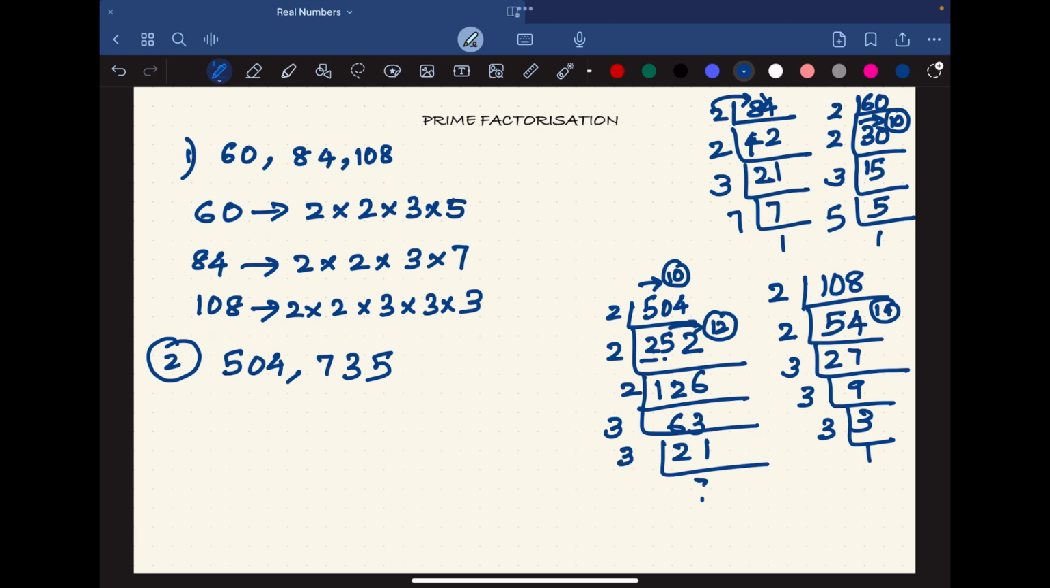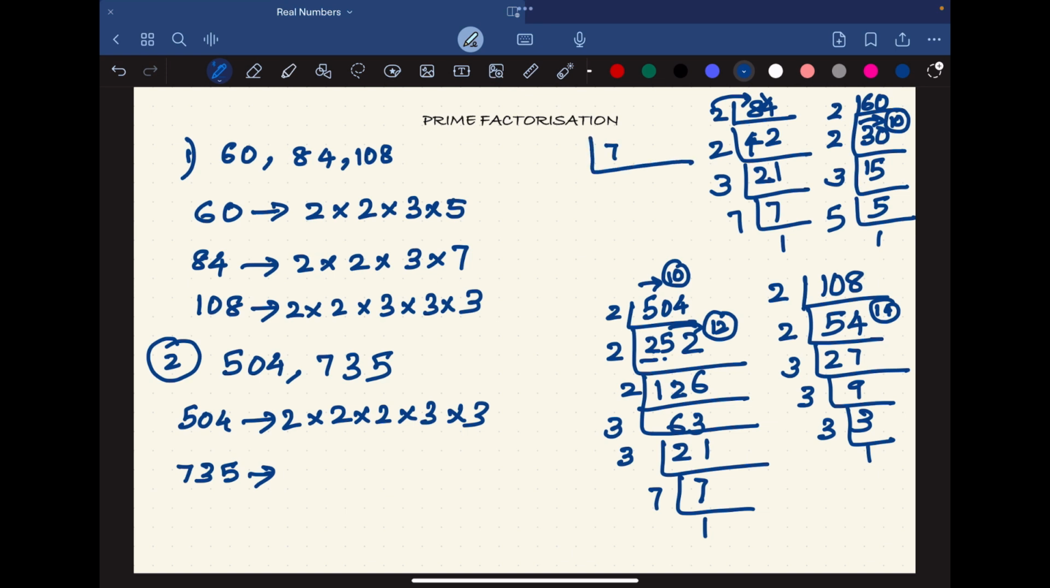3 7s are 21, so 3 7 again, then 7 times 1. Okay, so 504, the factors are 2 into 2 into 2 into 3 into 3. When you multiply all these, what you will get? 504. 735, the factors, prime factorization, let's do for 735.